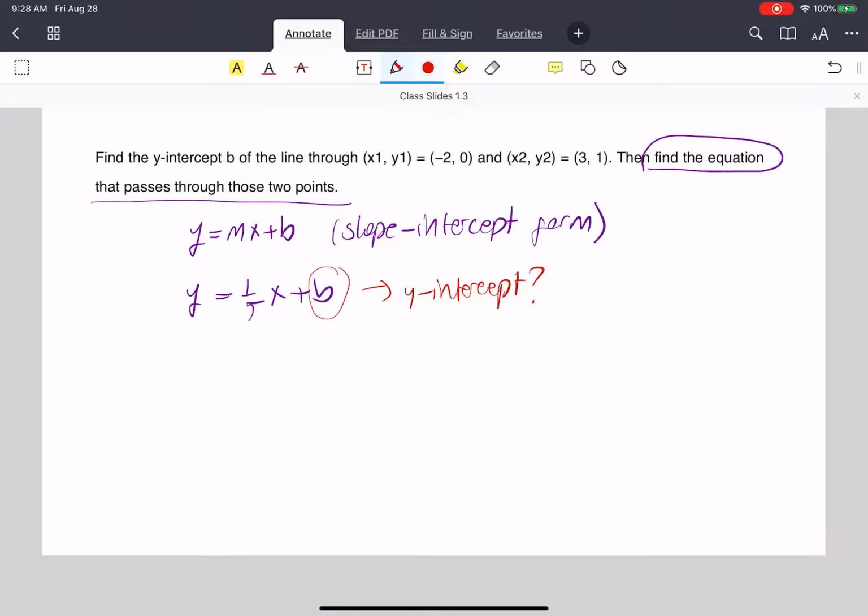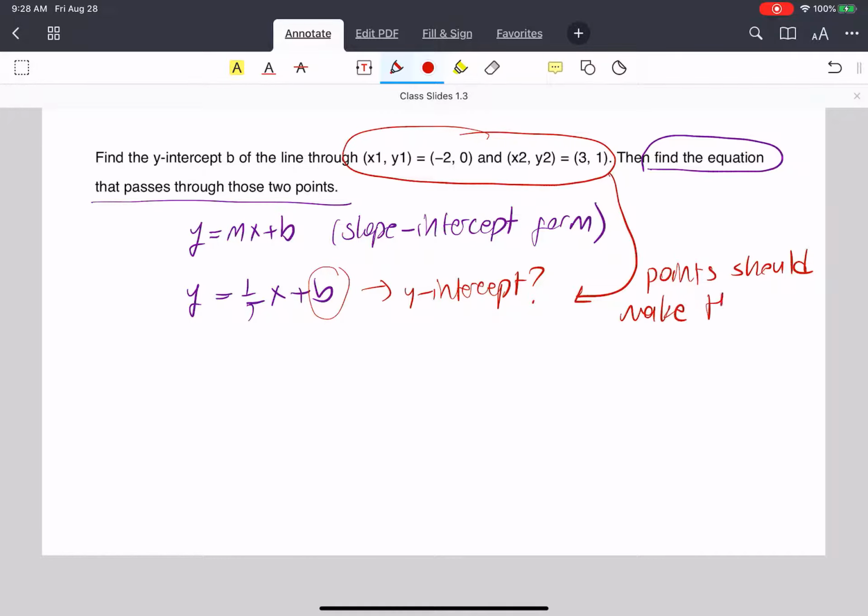For that, we take a look at the points that we know. The line passes through these points. What that means is that these points have to work in my equation. These points should make this equation true. So I can actually replace x and y in this equation using any of these points. It doesn't matter. For convenience, I'm going to use (-2, 0), but you could also use the other one. It'll be the same thing.